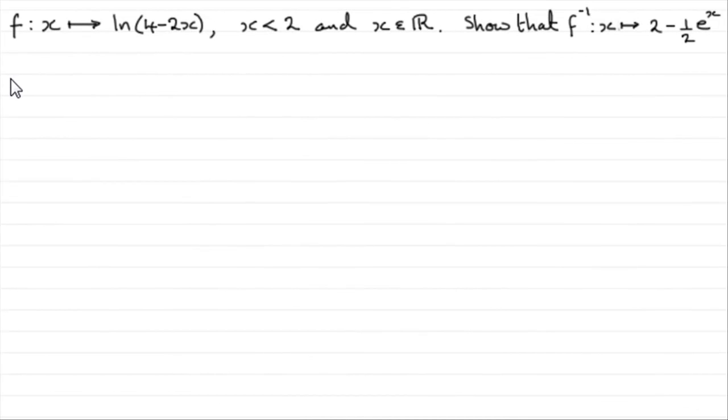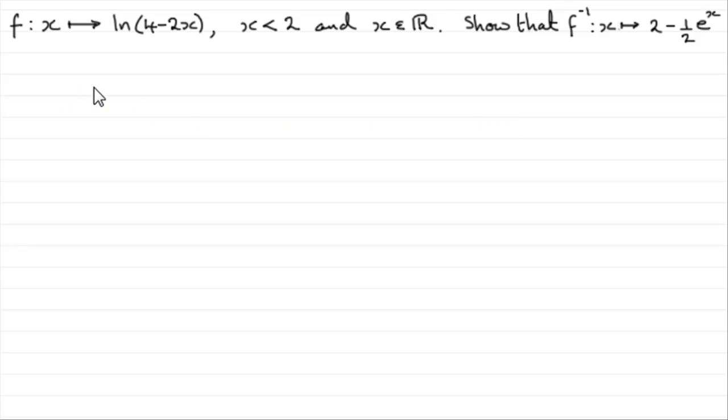Hi. Now, in this example, we're given that f is a function such that x maps onto the natural log of 4 minus 2x, and x is less than 2, and it's also a real number. What we've got to do is show that the inverse function, f to the minus 1, is such that x maps onto 2 minus a half e to the power x. So you might like to pause the video if you want to have a go at this and come back and I'll run through the solution.